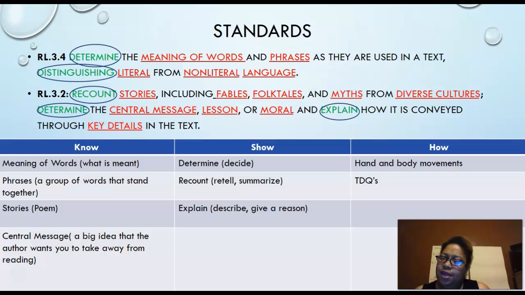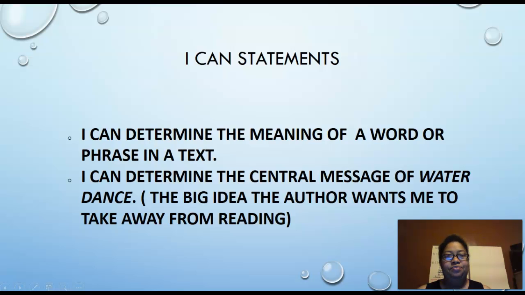How are we going to do that? Well, that's kind of like, how are we going to be assessed? Well, we'll be doing hand and body movements, and we will have some text-dependent questions to answer, okay? And so that's how we will be assessed. That's how I'll know if you know and learned what we were supposed to learn in the lesson.